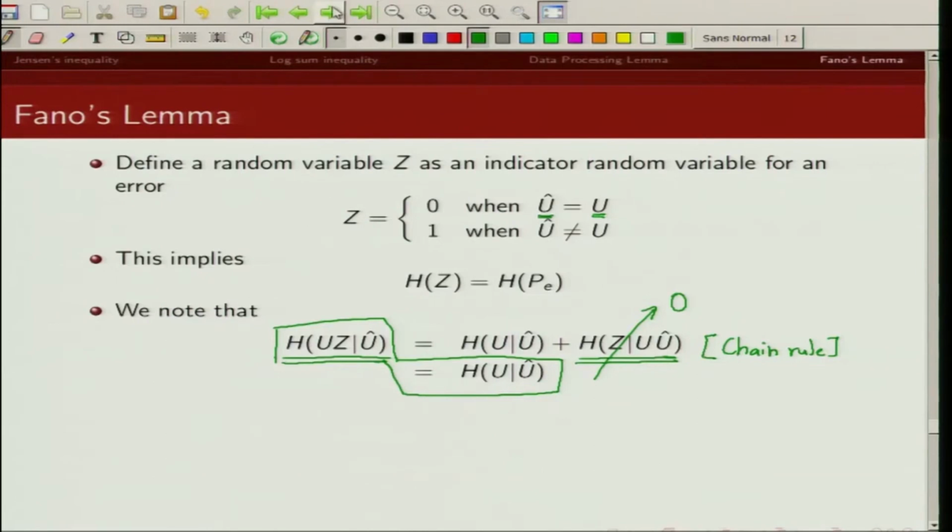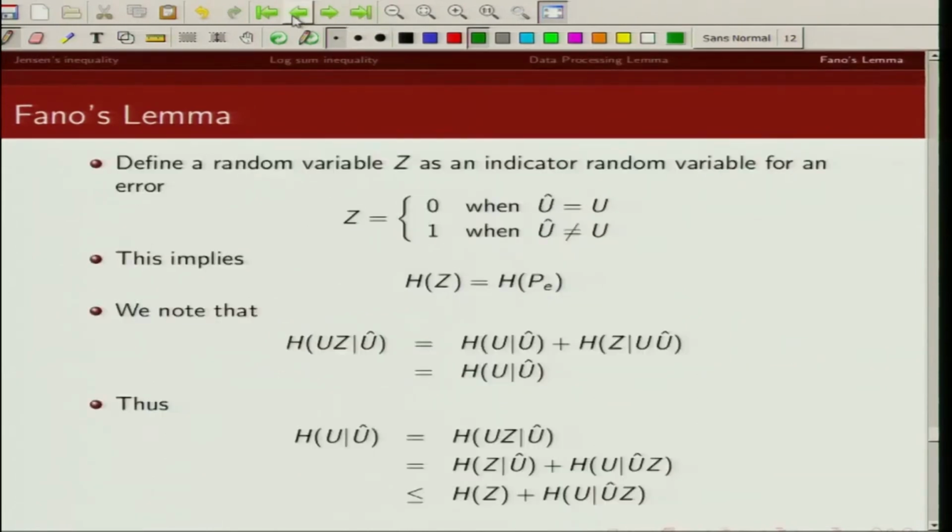Fine. Now the same thing I am writing. So this expression I get from here. Okay. Now again I apply the chain rule. So uncertainty in u z given u hat can be written as uncertainty in z given u hat plus uncertainty in u given u hat z.